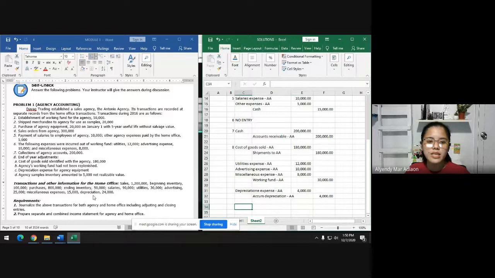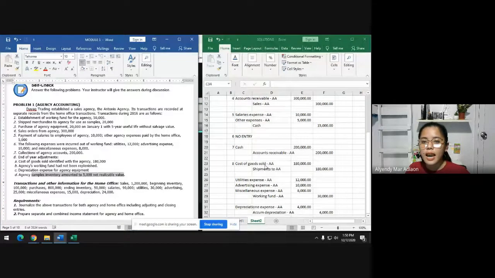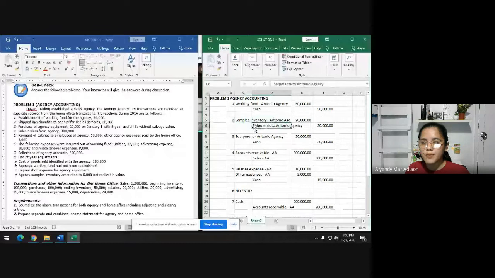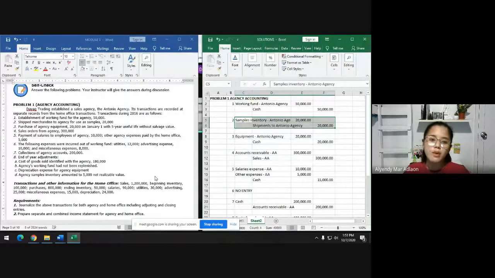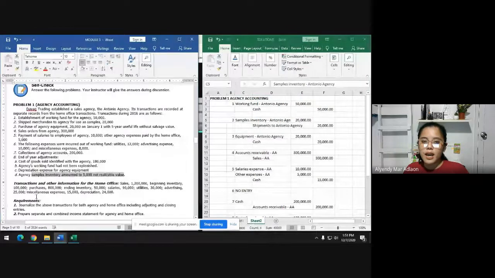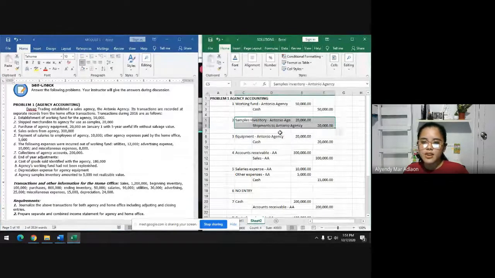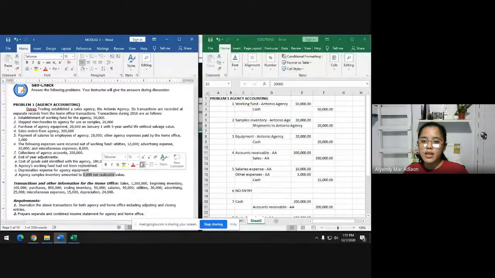And lastly, agency samples inventory amounted to 5,000 net realizable value. So class, take note, our samples earlier, the cost is 20,000 pesos. That is the worth of the samples. However, they will not forever keep their quality. If they are consumable, some get used, some get damaged, some expire. So, we will have to record the loss on the changes in its net realizable value. So, if the cost of the samples inventory is 20,000 and its net realizable value is now 5,000, that means it decreased by 15,000.